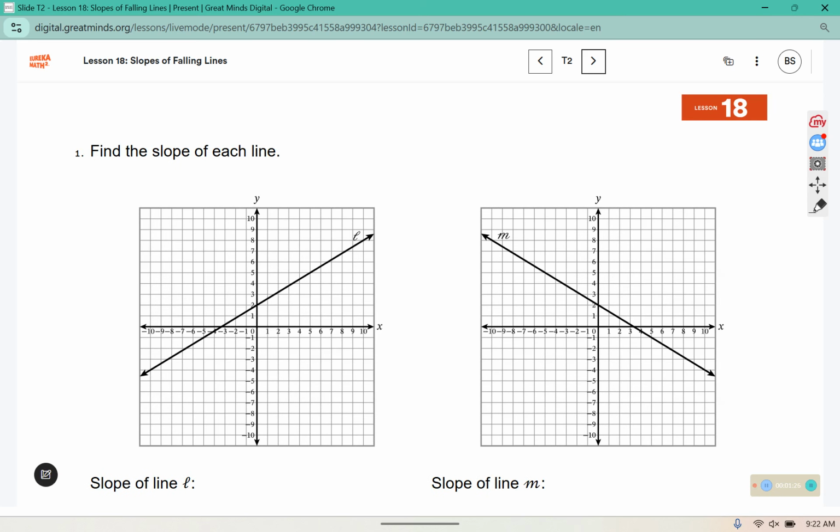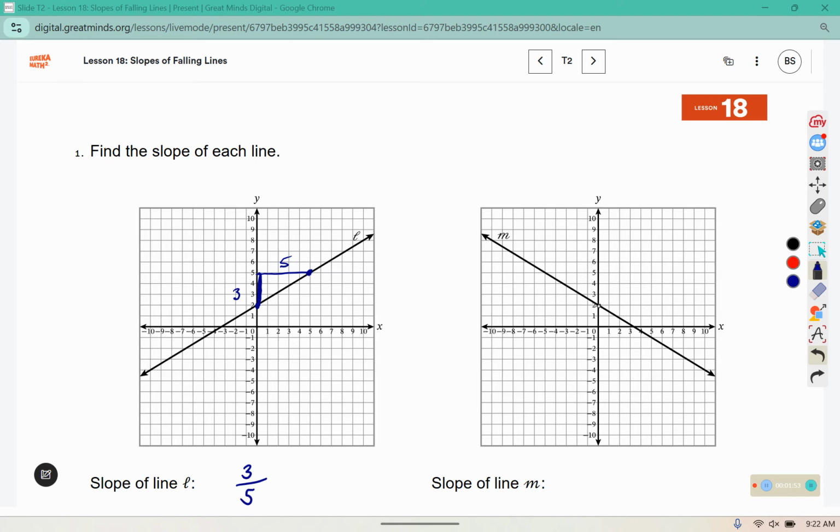Find the slope of each line. So remember, we look for those slope triangles, those places where they cross in the corners. So this one, it looks like it goes up 3 and then over 5. So the slope would be 3 over 5.